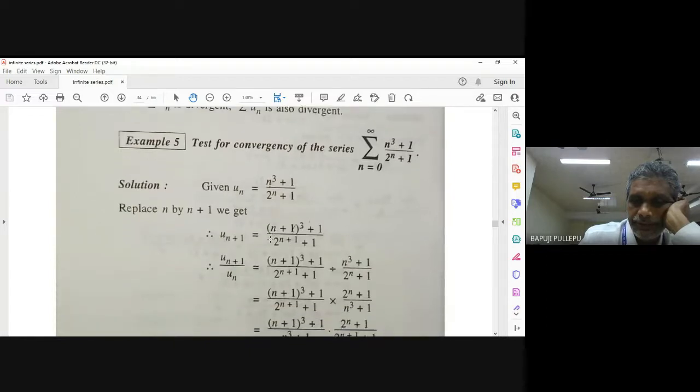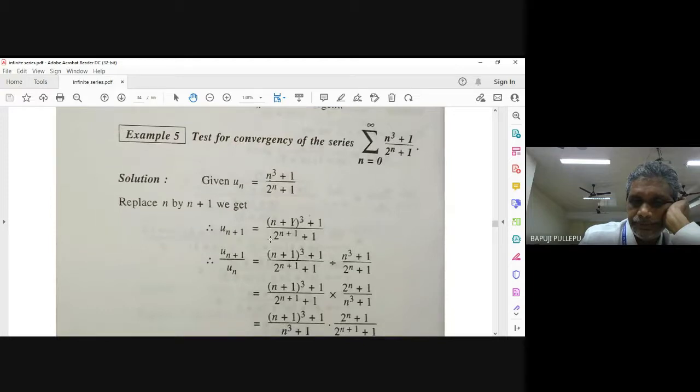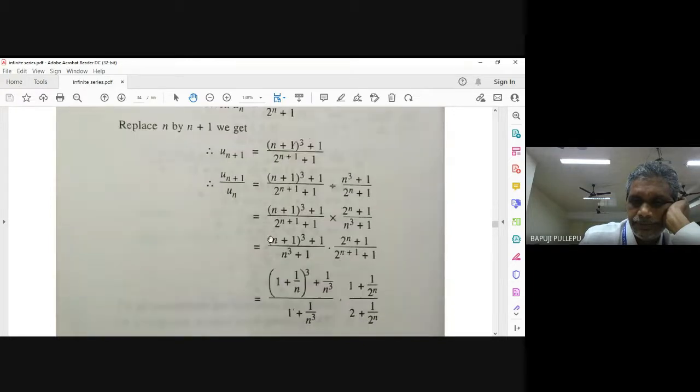And divide. Taking common in one stroke, n cube. If you take n cube, expanding, the 2 power n and 2 power n cancel. So n cube if you take here, also n cube if you take, what do you get? 1 plus 1 by n, here 1 by n cube. If you take, you will get 1 plus 1 by n cube.